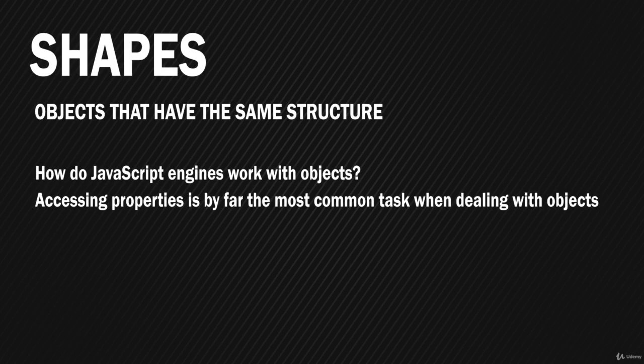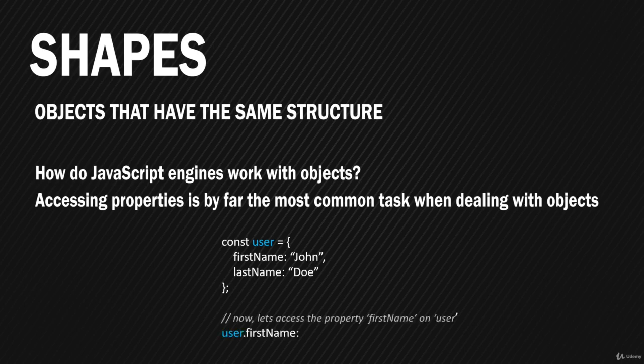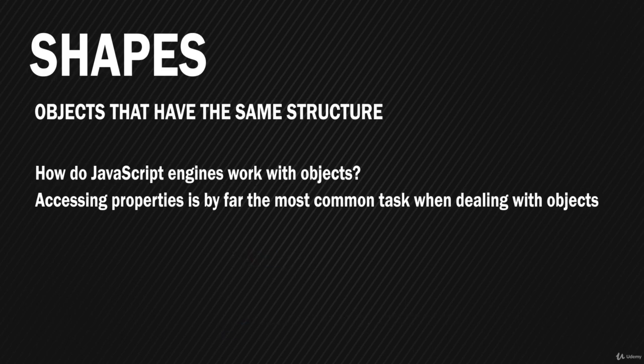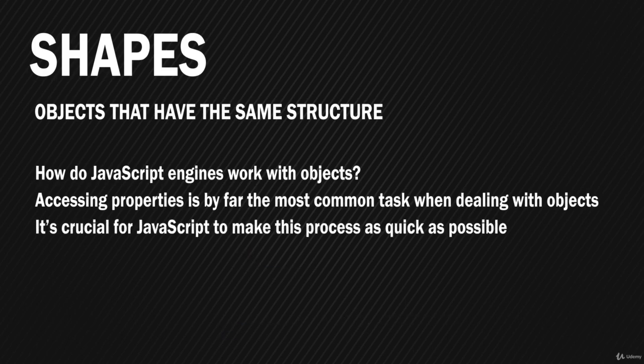Well, when we have an object, let's just define a user object here, the first name and last name, it's going to be very common for us to query those values. For example, user.firstname, we're asking the engine to go and fetch us the first name of this user. And because of this, it's crucial for JavaScript to make this process as quick as possible. Okay, you get it. So what is a shape?